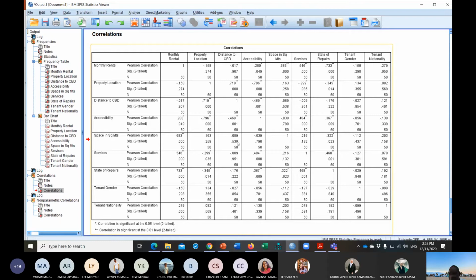So from here, we discover that accessibility, space, that is the size in terms of space, services, and state of repair are the four elements that are really determining the monthly rent. Did you understand how those factors are selected? Hello? Do we understand how these variables can be selected now?